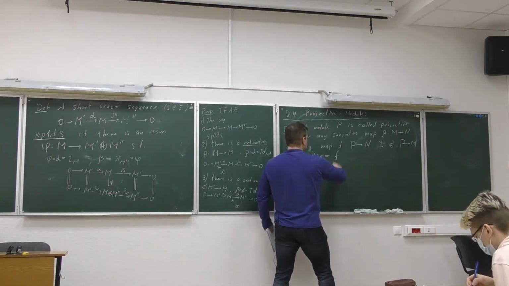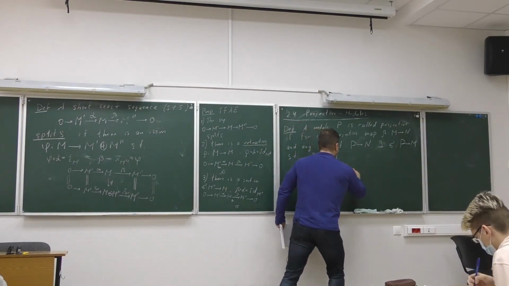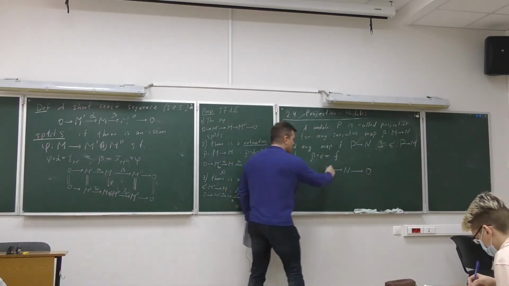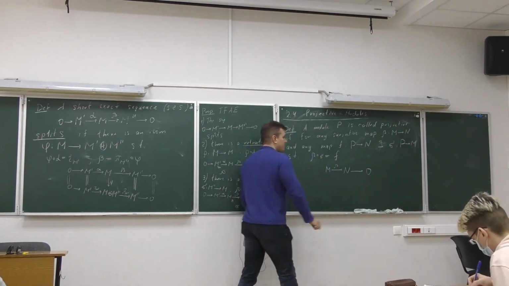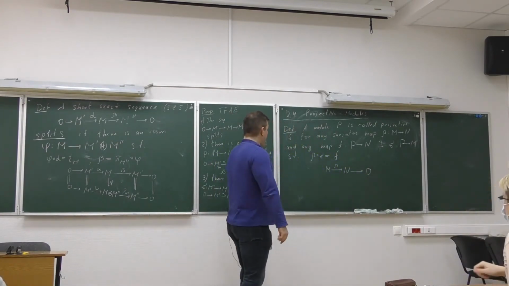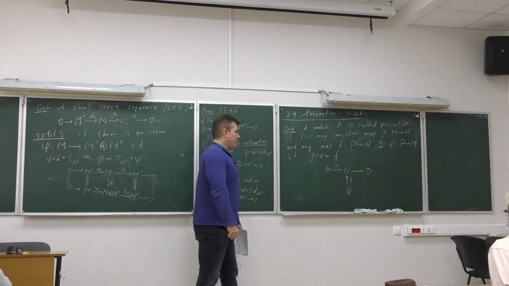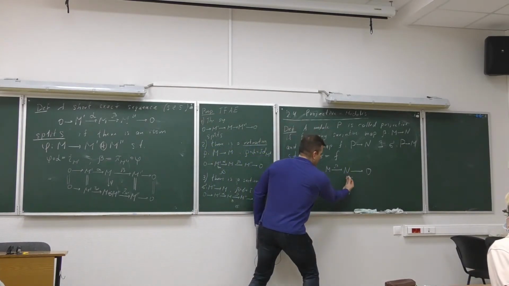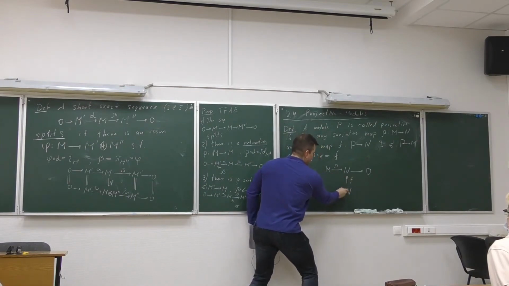So this surjective map I can draw as follows. I have a diagram like this. The surjectivity means exactly that I can add this 0 on the right. Now I have some map to the n. And the claim is that I can lift this map f along the map beta. So there is a map lifting f.